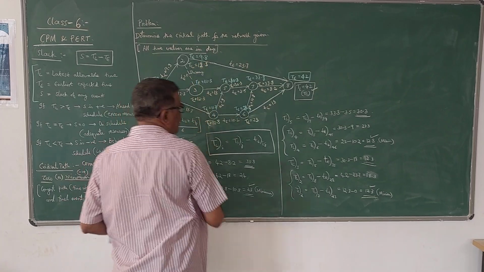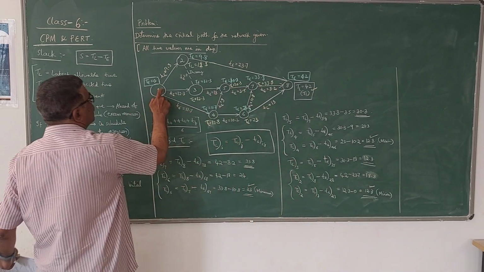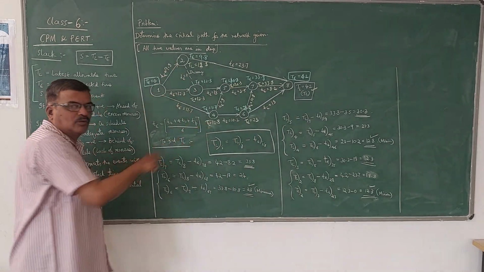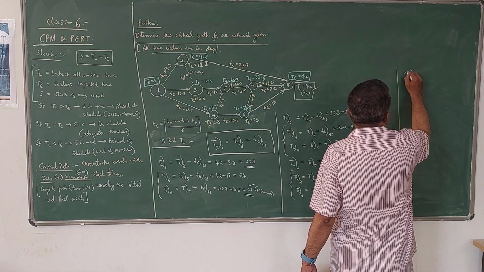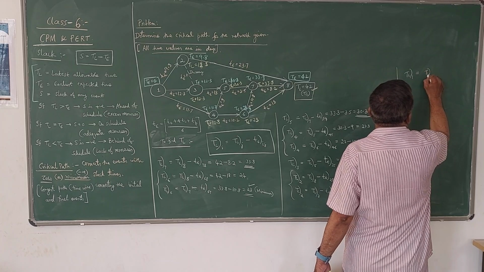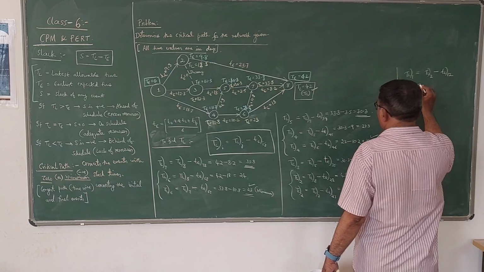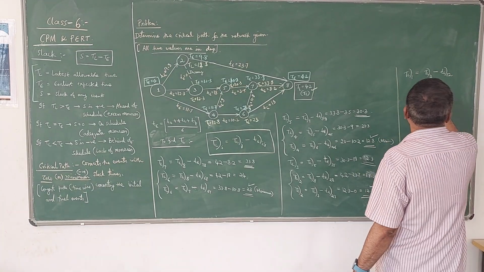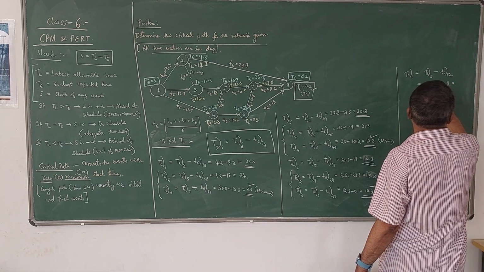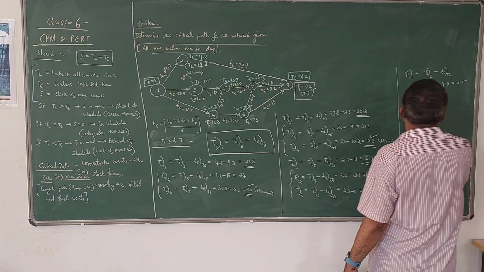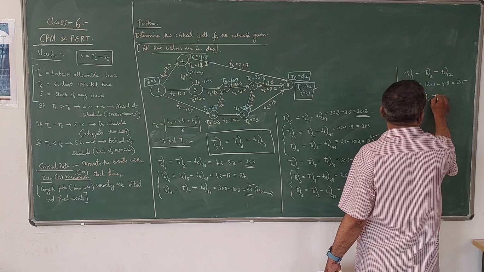Next, lastly TL1. How many arrows does TL1 have? Three arrows, so we take the minimum among them. TL1 is equal to, if I take the first one connecting to 2, TL2 minus TE12. TL2 is 12.3, minus 9.85, which is 2.5. That is one.